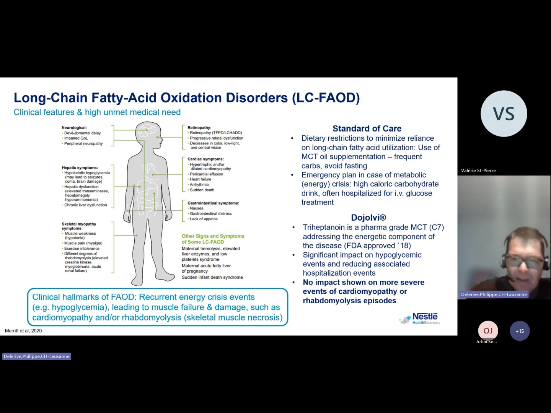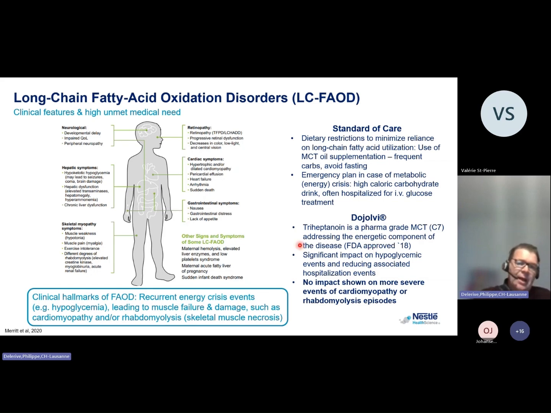In the late-stage clinical program that led to the Dojolvi approval, the team led by Jerry Vockley, mostly in the US, demonstrated that the product was able to reduce major clinical events, mostly driven by a complete reduction of hypoglycemic events and associated hospitalization. However, the impact on rhabdomyolysis or cardiomyopathy was considered mild and not clinically significant. So taken together, just to introduce the concept that FAOD remains an unmet medical need for which I think we still need therapy to complement what Dojolvi is able to target.